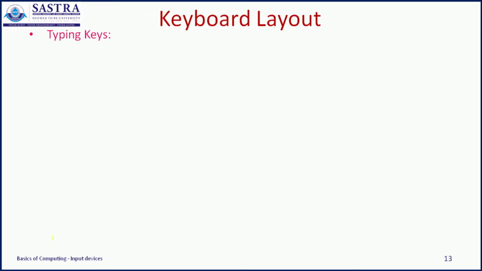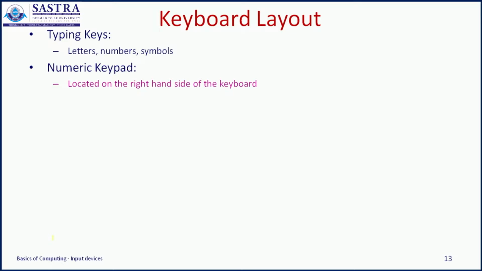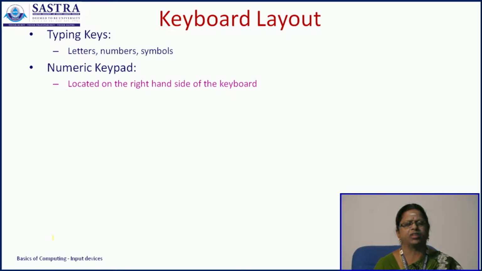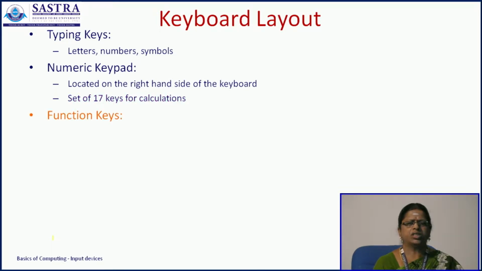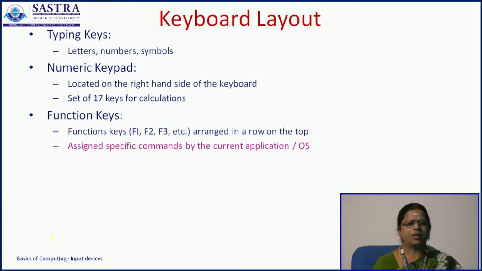Let us see about the keyboard layout. It has got typing keys using which we can type letters, numbers or symbols. We have got the numeric keypad which is located on the right hand side of the keyboard. It consists of a set of 17 keys for doing calculations. We also have the function keys which would be there from F1 to F12 on the top of the keyboard. These can be assigned specific commands by the user or by the OS.